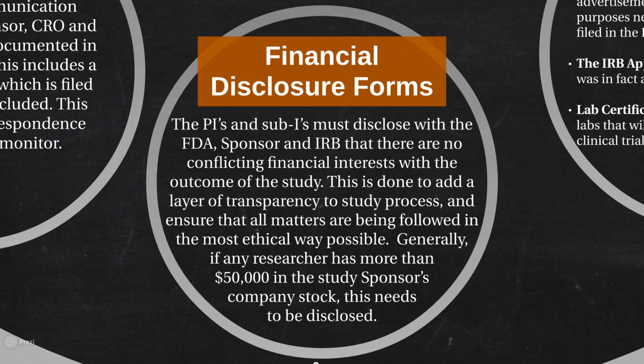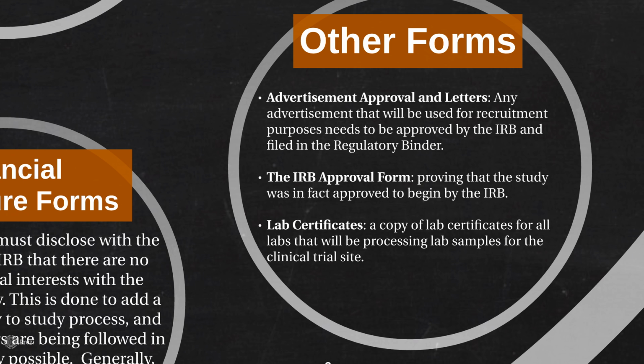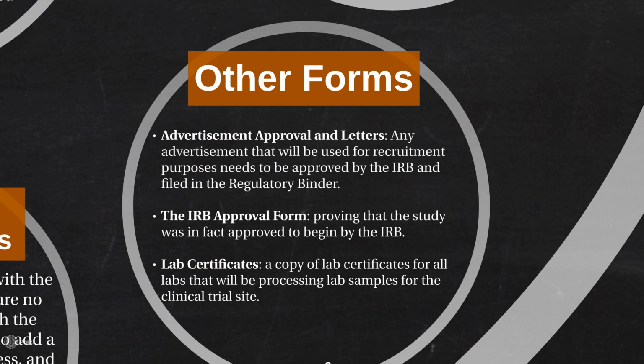You got the financial disclosure forms. So the PIs and other investigators must disclose with the FDA, sponsor, and IRB that there are no conflicting financial interests with the outcome of the study. This is done to add a layer of transparency. Generally speaking, if you have more than $50,000 in the study sponsor's company stock, this needs to be disclosed. It doesn't mean you can't do the study. You just need to disclose it, that you do have a financial interest.